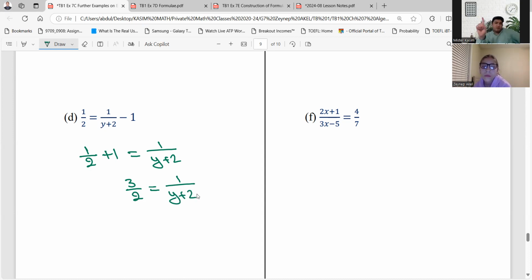Now on the left-hand side, we have one fraction. On the right-hand side, one fraction. Cross multiply.